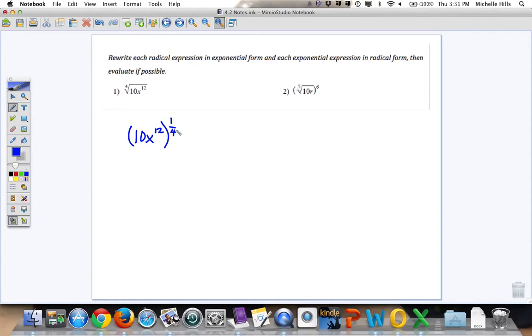And then basically it's saying simplify it if you can. Well, 10 to the 1/4 power I can't simplify, so it's just 10 to the 1/4 power. But this, think about that power to a power, I multiply the exponents. 12 times 1/4 is 3, so this becomes x to the 3rd power.